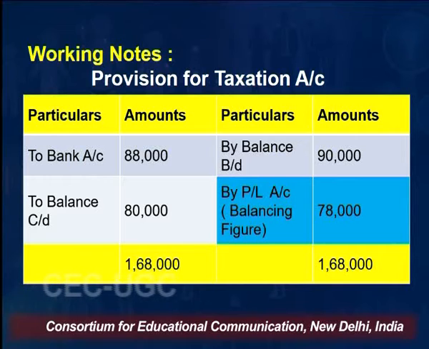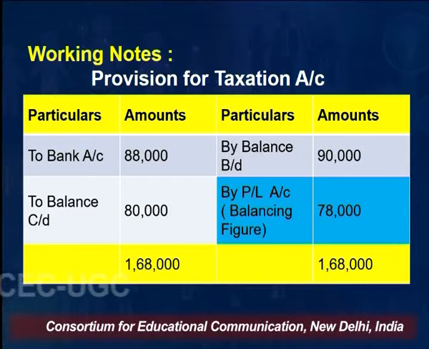Now this balancing figure of 78,000 could have been taken from where? This is a credit balance, so from where could you have taken it? We have no other option but to refer it to the profit and loss account. This could have been the amount we might have taken from profit and loss account. So this 78,000 rupees, the balancing figure, will be shown as an apportionment from profit and loss account. That is why we have written here "by profit and loss account".